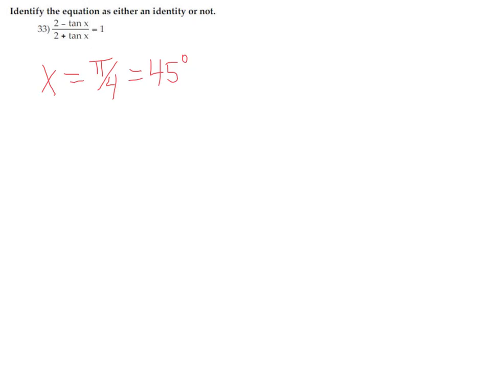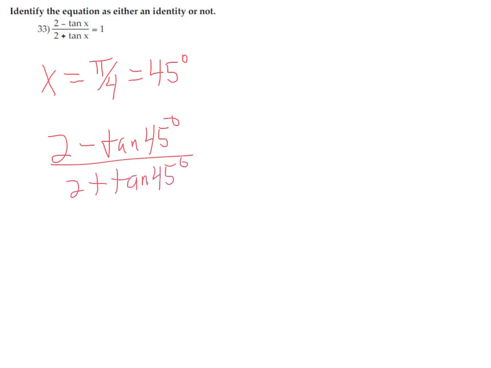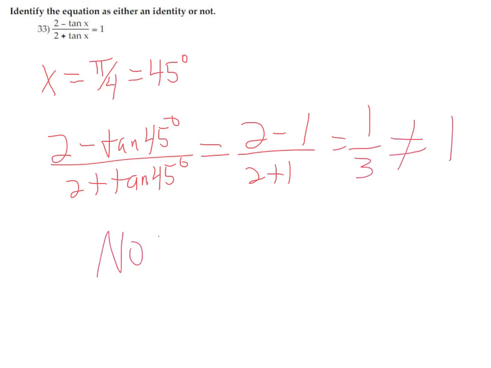If this is an identity, if I plug x into the left side, it should equal 1 always, including at 45 degrees. So 2 minus tangent 45 degrees divided by 2 plus tangent 45 degrees. Now you might see why I use 45 degrees, because tangent 45 is 1. 2 minus 1 over 2 plus 1. This is 1/3, not equal to 1. Not an identity.